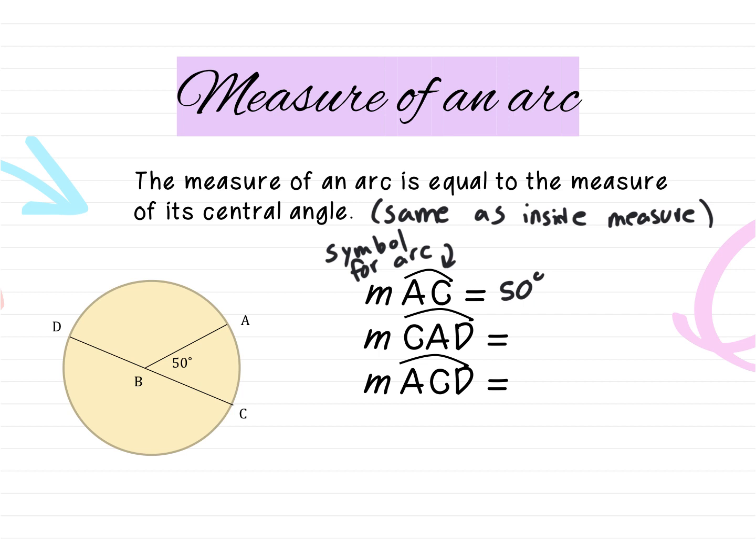So if the measure of arc AC is 50, we are able to determine the rest of the measures. So we have arc CAD, this measure right here that I drew in black. Now, how do I figure that out? That is a semicircle, so we know that it's going to be exactly 180 degrees. I'm going to write in semicircle.